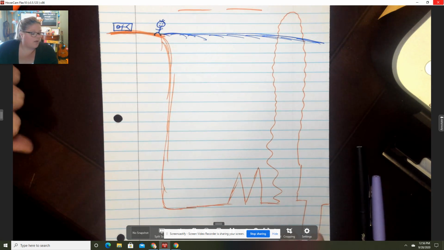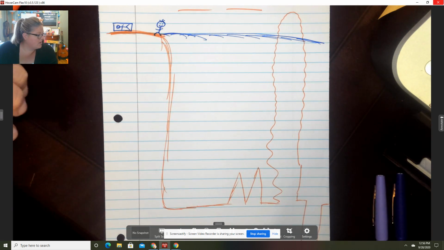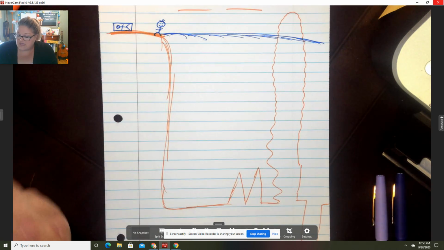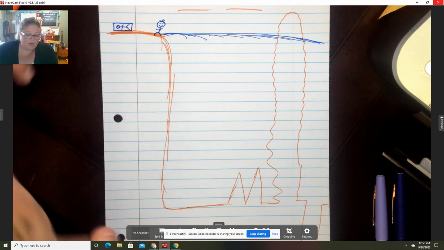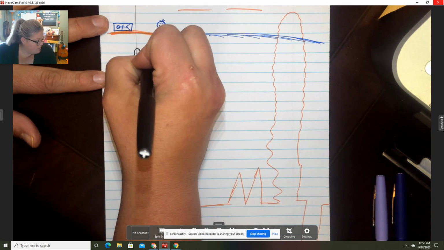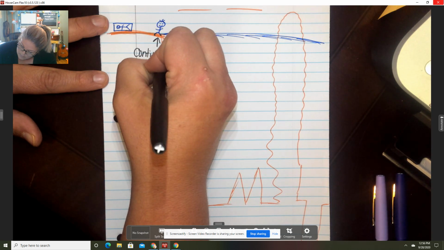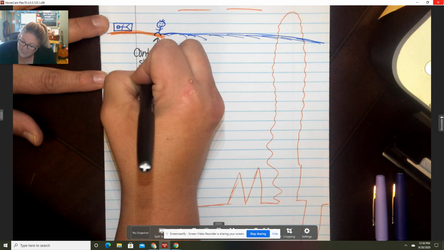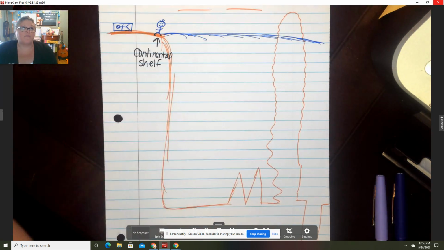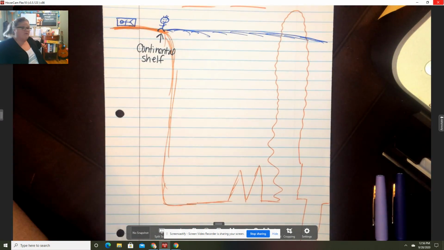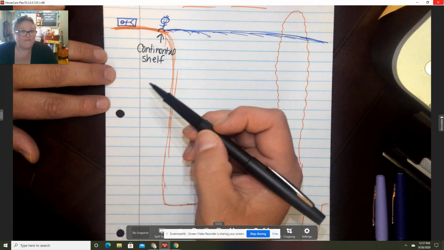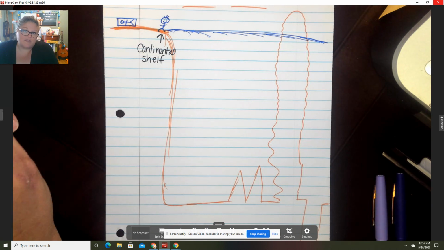All right, so the first part of these lessons is the continental shelf. So the continental shelf is right here. And I like to remember it because it holds people, okay? So if you think about a shelf, like my bookshelf right here, it's holding my books. Well, the continental shelf holds people while you're standing on it.